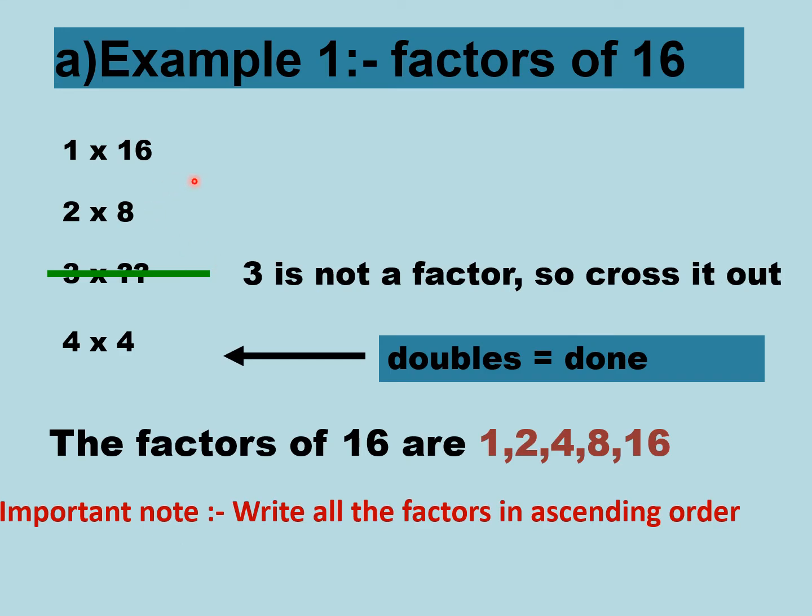Let us take a few more examples. Factors of 16 are 1 multiplied by 16, 2 multiplied by 8. As 16 is not coming in the table of 3, so 3 is not a factor. So cross it out. 4 multiplied by 4, here doubles. So we will stop here only. So factors of 16 are 1, 2, 4, 8, 16. Important note, write all the factors in ascending order.